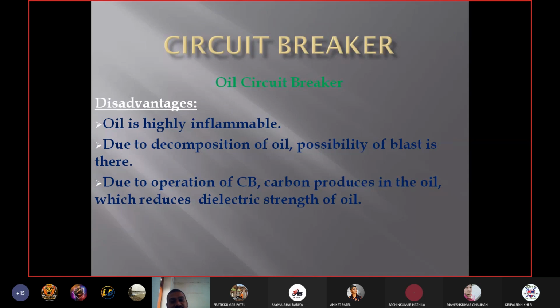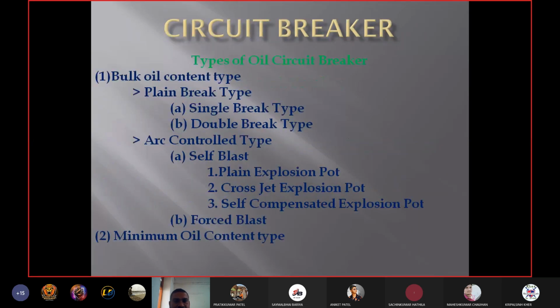Due to the operation of the circuit breaker, carbon is produced in the oil. When decomposition occurs, other particles, that is carbon, are produced. Due to the carbon particles produced in the oil, the dielectric strength of the oil reduces. So after some operations we have to replace this oil, because its dielectric strength reduces. Okay, so these are the disadvantages of the oil circuit breaker.